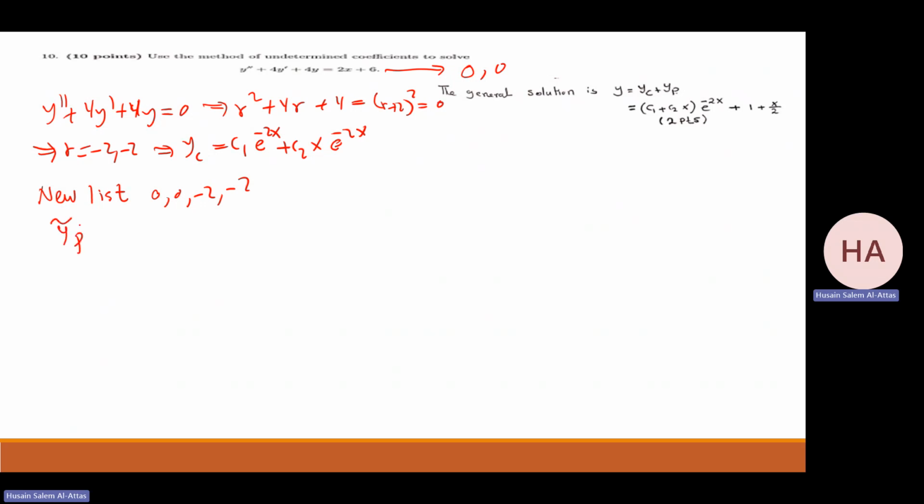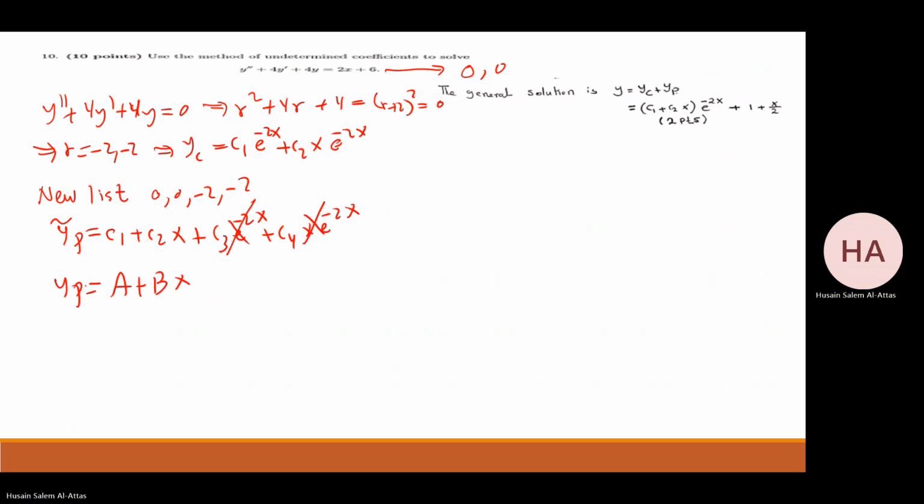So yp hat C1. I cancel the one with the YC. So my YP will be A plus BX. I want just to make you confident. This method will work with any cases. With all cases, okay. With any case, okay. YP prime will be B. YP double prime will be 0. So I need what? 1, 4, 4.